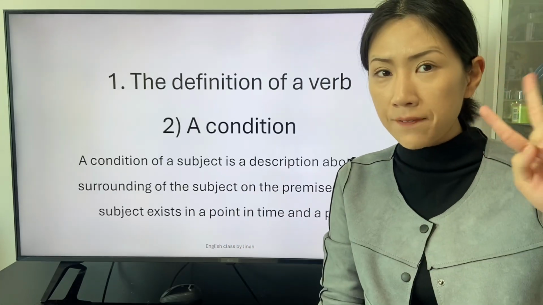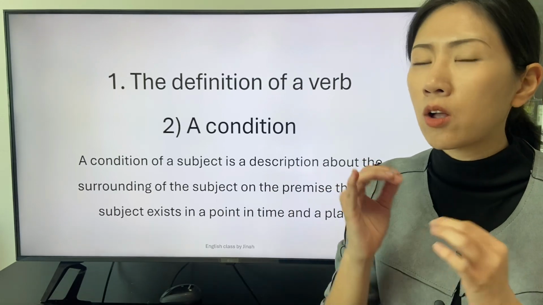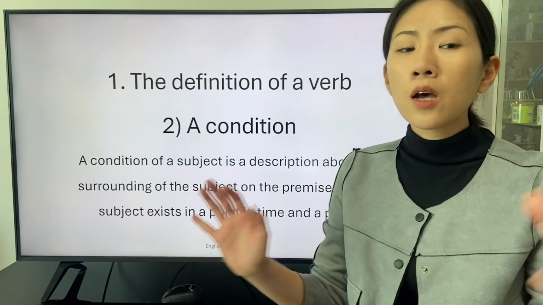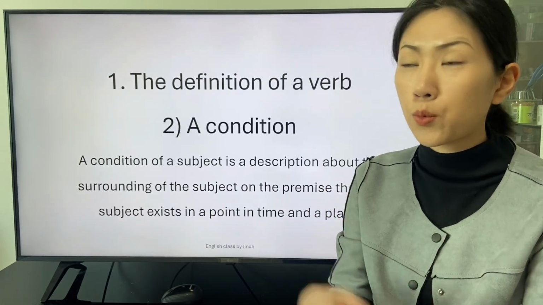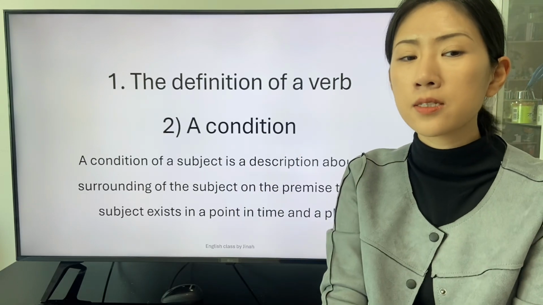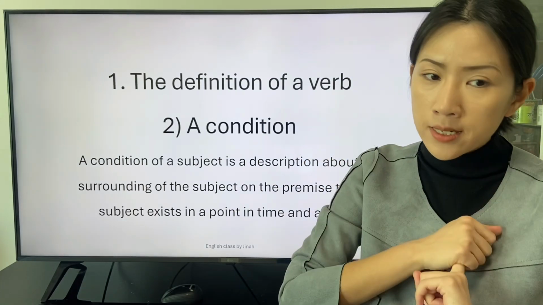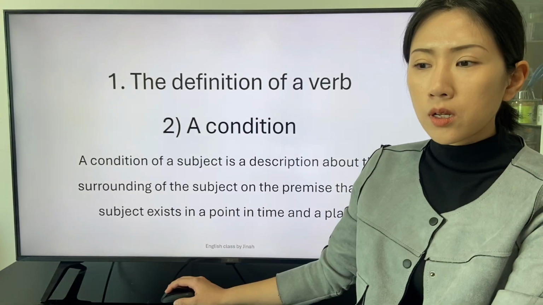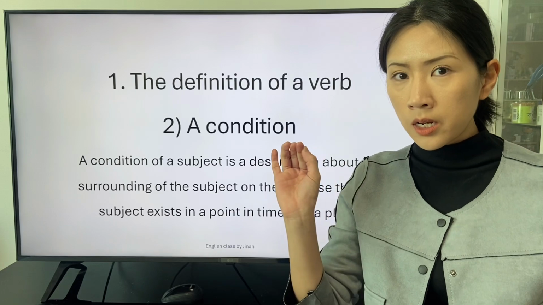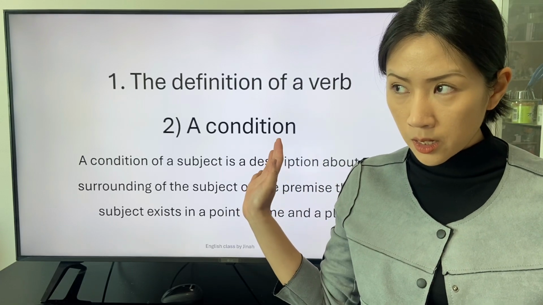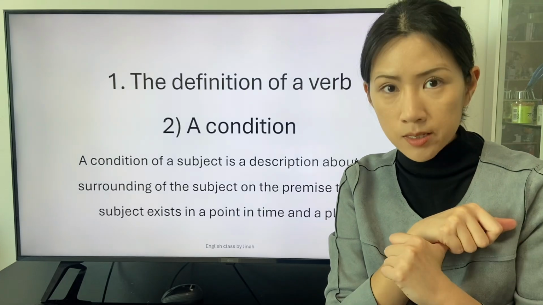The second definition of a verb is to describe a condition of a subject. A condition of a subject is a description about the surrounding of the subject on the premise that the subject exists in a point in time and a place. To be surrounded in an environment, the subject should exist.